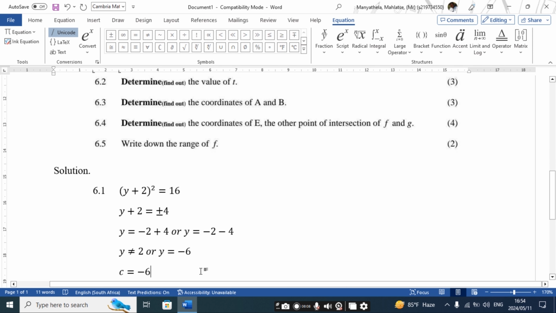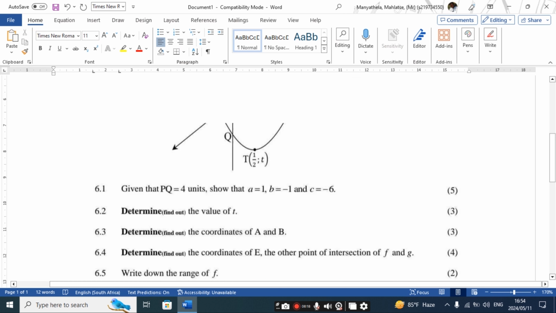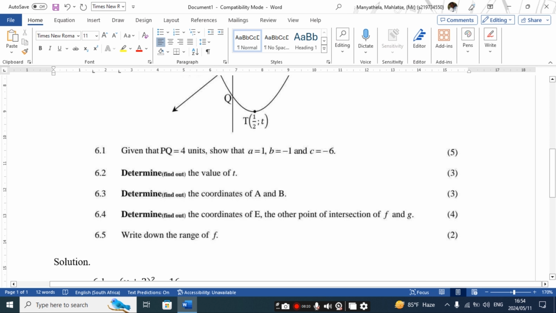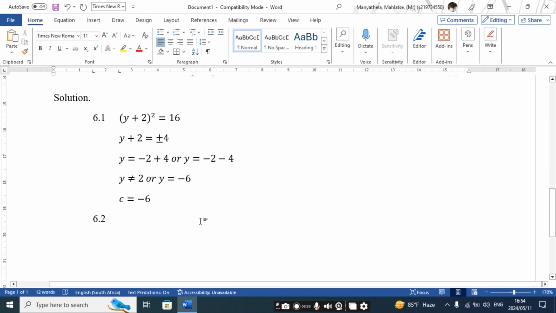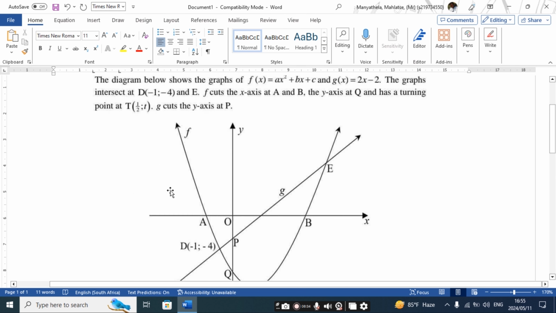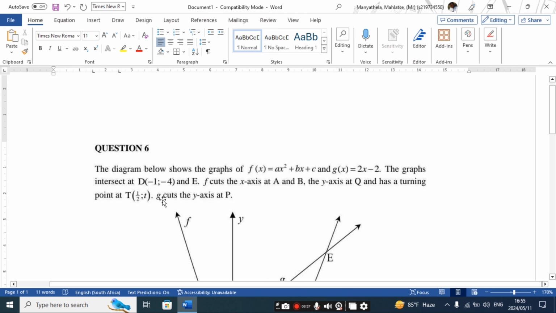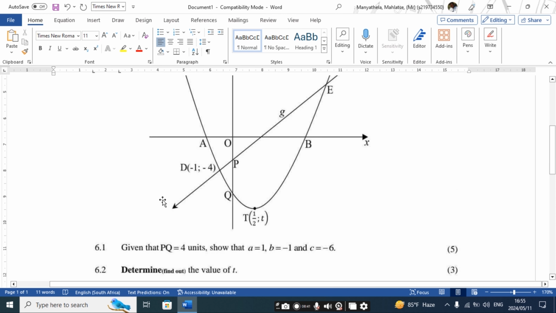So let's proceed to the next question, which is 6.2. They say determine or find out the value of t. We are to find, oh, we are not done. We must, we only found the value of c. Now we must go and find the value of a and b.